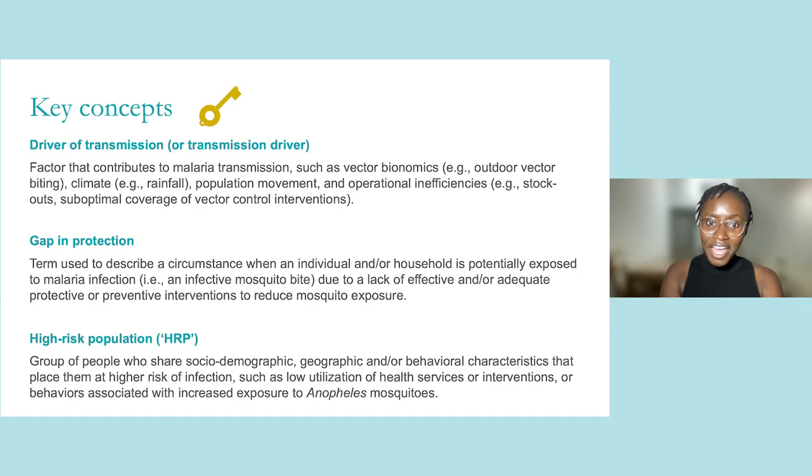And third, a high-risk population, which refers to a group of people who share socio-demographic, geographic, or behavioral characteristics that place them at a higher risk of infection, such as low utilization of health services or interventions, or behaviors associated with increased exposure to Anopheles mosquitoes, the vector of malaria parasites.